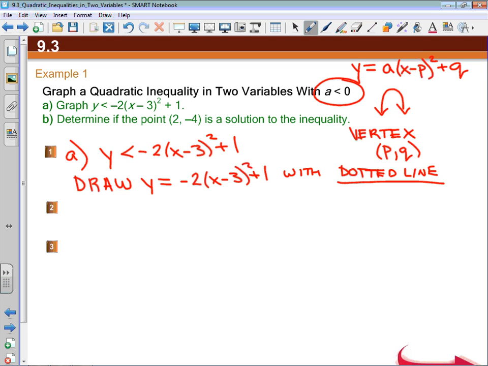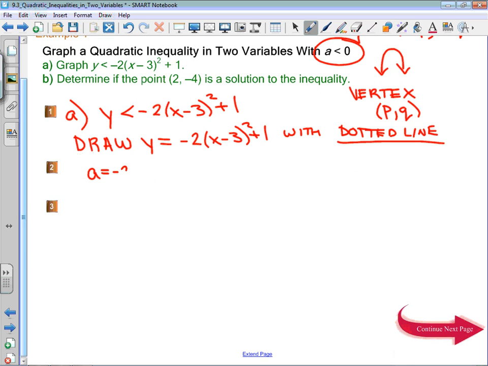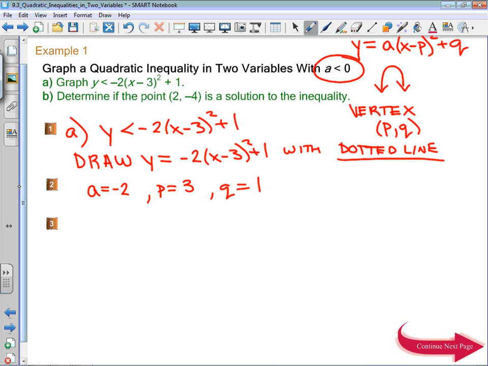Now, in order to draw this equation, and this is where the chapter 3 is super helpful, we can identify that a is -2, p is +3, and q is +1. If you are struggling with that, you need to go back and take a look at the chapter 3 materials one more time. There is a reason we do chapter 3 before this chapter. You have to be pretty comfortable with quadratics.